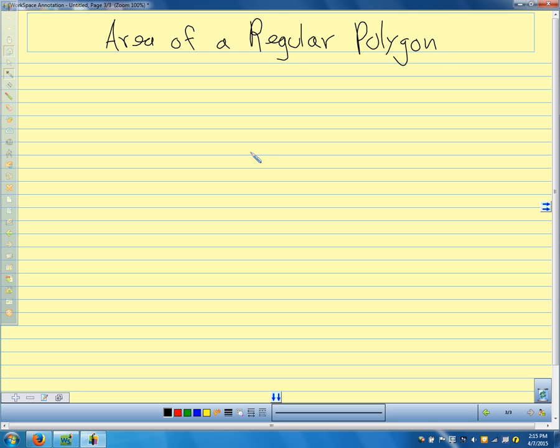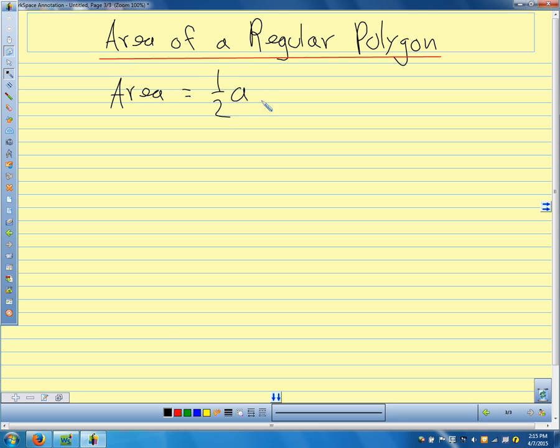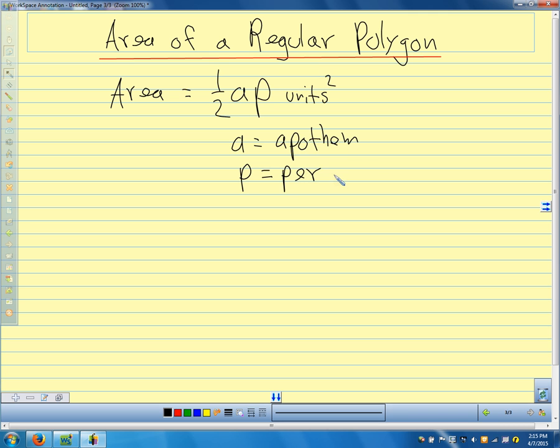Area of a regular polygon. Our formula is the area equals 1/2 the apothem times the perimeter units squared, where A equals the apothem and P equals the perimeter.